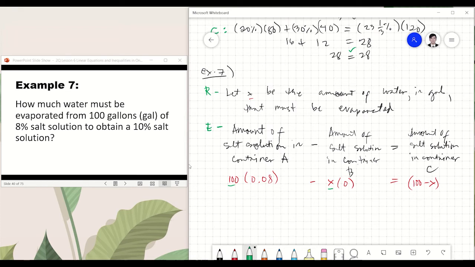And then, ano naman yung percentage? Yung percentage of concentration ng ating salt solution, yung gusto natin is magiging 10% siya. So, 0.10 yung ilalagay natin dito. Ayan. And then we're able to come up with the equation already. So, isa-solve lang natin siya.